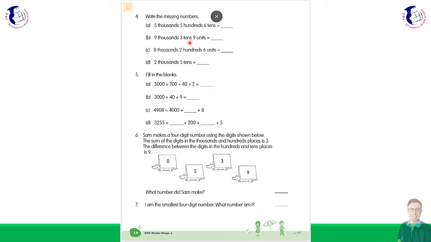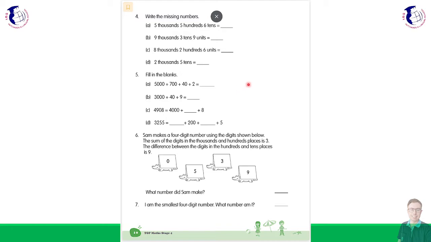9,000, 3 tens, 9 units. 8,000, 200, 6 units. 2,000s, and 5 tens. Just be careful where your zeros are going to go if that place value is not in any of the written numbers here. Fill in the blanks. You're just adding them all together. There's no regrouping or anything here.